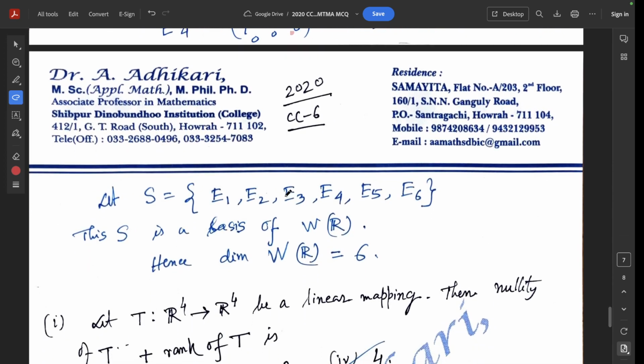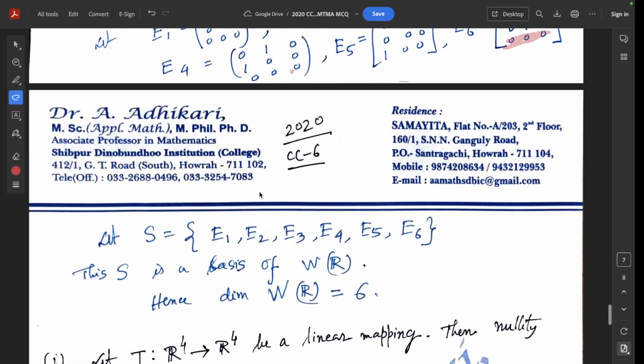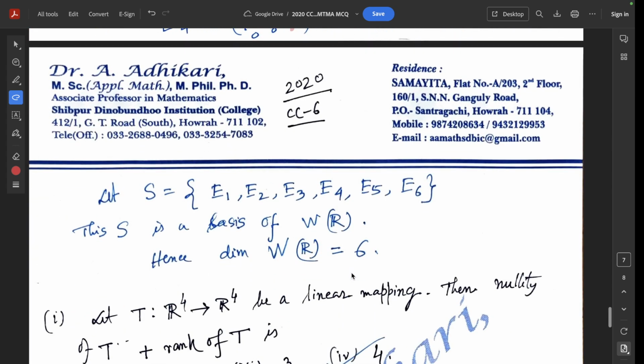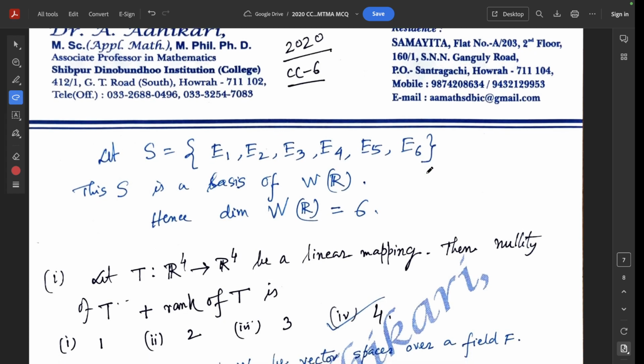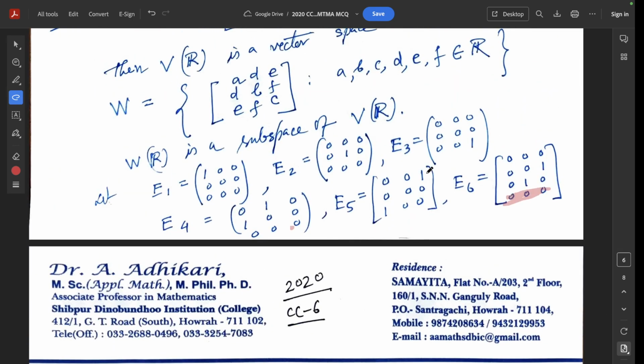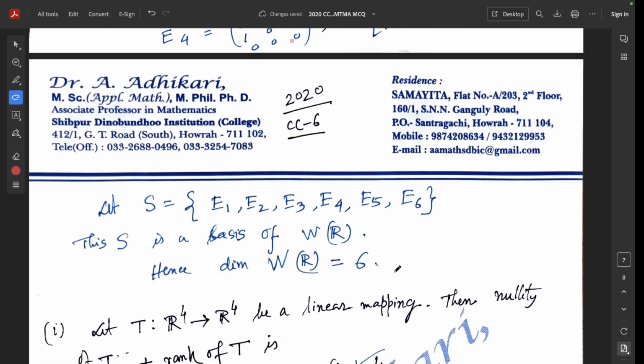Let S be the set of all these 6 matrices E1, E2, E3, E4, E5, and E6. This set S is a basis of W, it is linearly independent, and it generates W. So these vectors generate W. Hence the dimension of W is equal to 6.